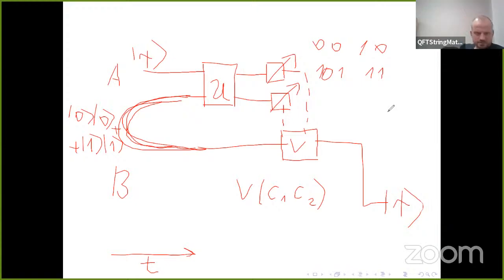Sorry, what are C1 and C2? C1 and C2 are just these classical bits here. C1 is basically 0 or 1, what she measured for the state psi, and C2 is the outcome of the measurement of the qubit in the Bell pair.